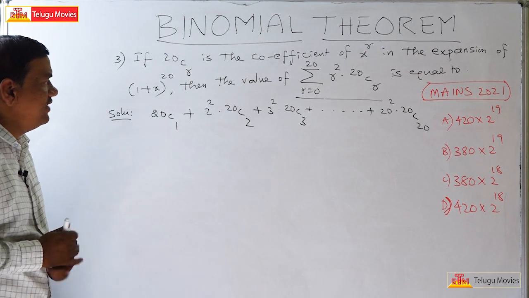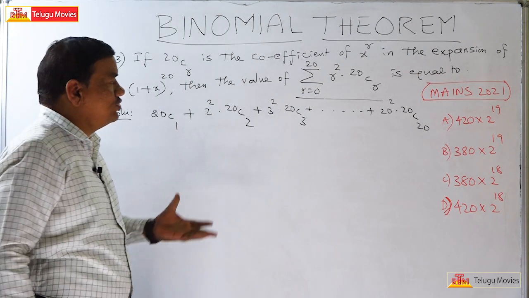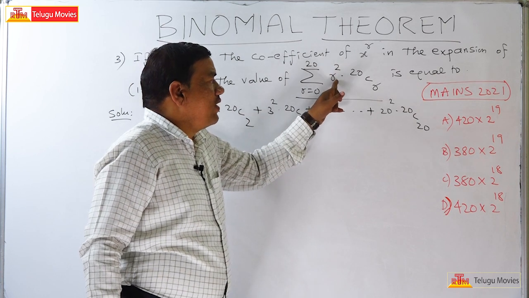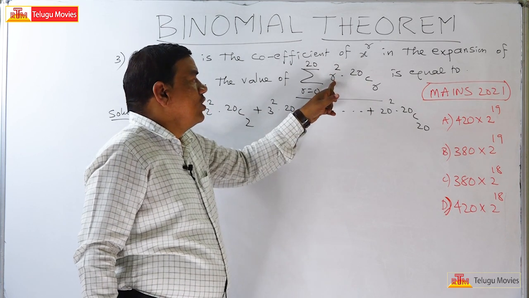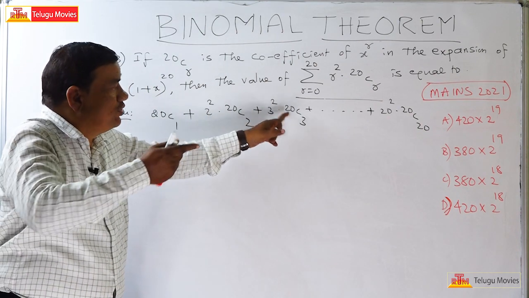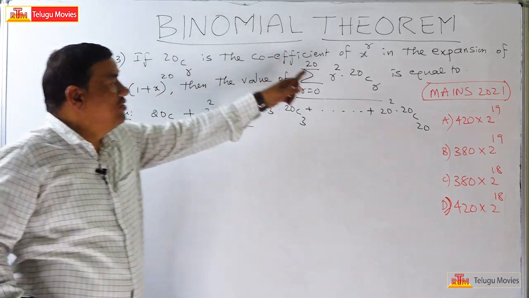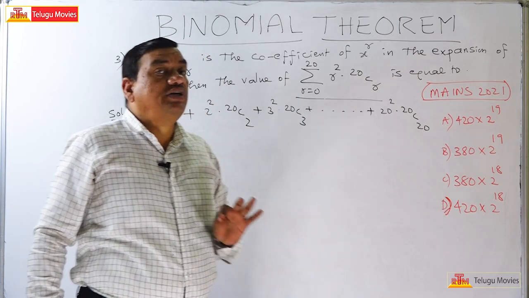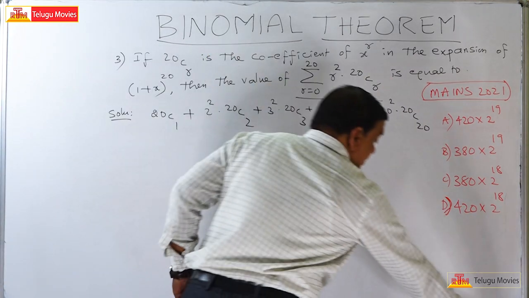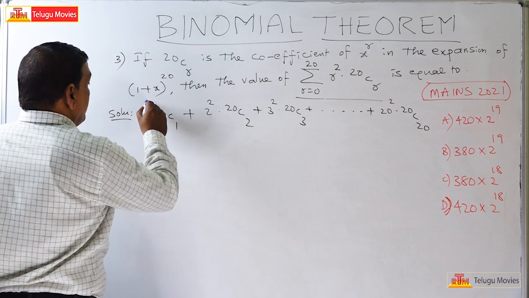Once again, I'm telling: first substitute r is equal to 0, that will become 0. Next, r is equal to 1: 1 square, 1 into 20 c1, 2 square into 20 c2, 3 square into 20 c3, and the last one, 20 square into 20 c20. That value is required. Understand? This is the value you require.